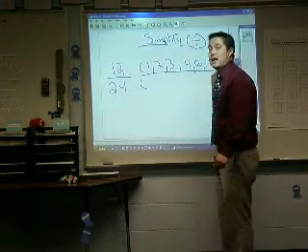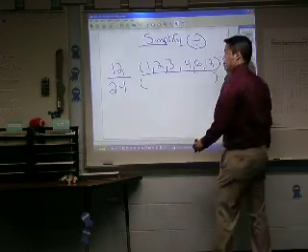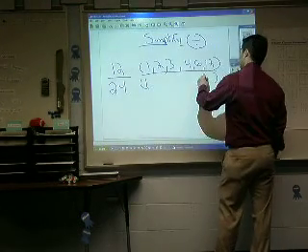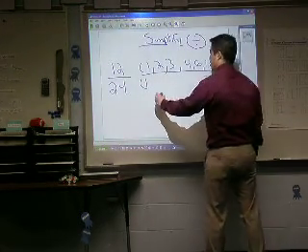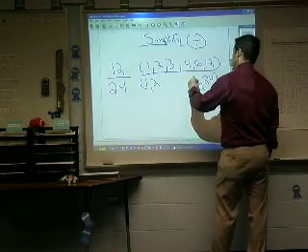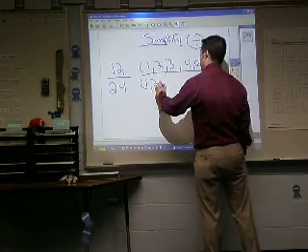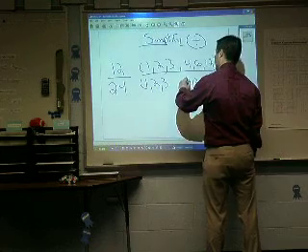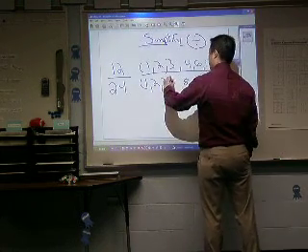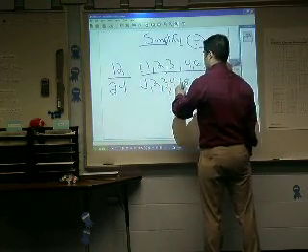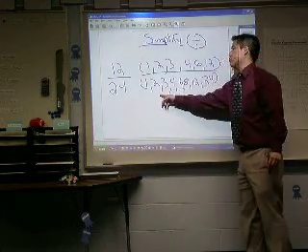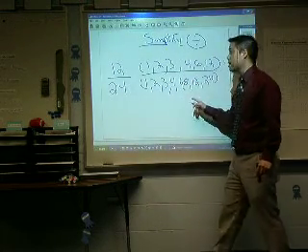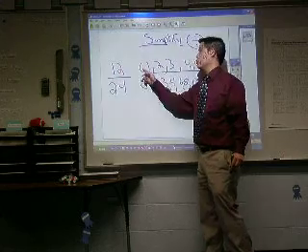Now let's look at the denominator. I know that my first factor pair is going to be 1 times 24. I also know that 2 times 12 equals 24. I know that 3 times 8 equals 24. And I know that 4 times 6 equals 24. These are all the different factor pairs of 24 and all the different factor pairs of 12.